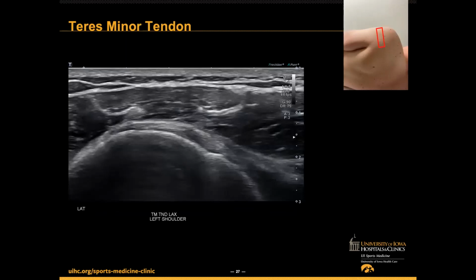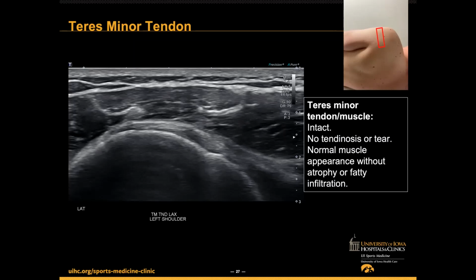And then from there, I like to look at the teres minor tendon. I usually just move in long axis more inferiorly to try and bring it into view. It can be really tricky because this is a very small tendon, and getting your fibers oriented underneath the transducer is sometimes difficult. But in this case, again, the tendon was normal in appearance, and the muscle, which we've previously evaluated, had no pathology either. So we say that the teres minor tendon and muscle were intact with no tendinosis or tear, normal appearance of the muscle without any fatty atrophy or infiltration.